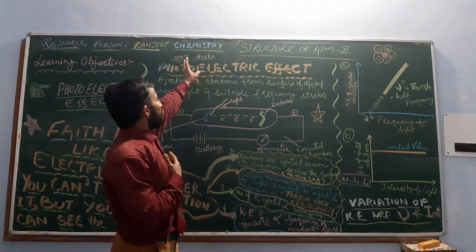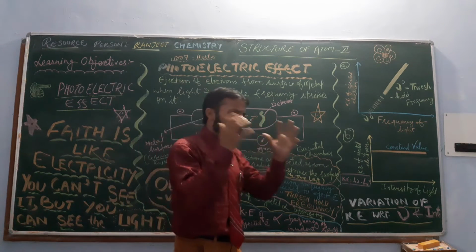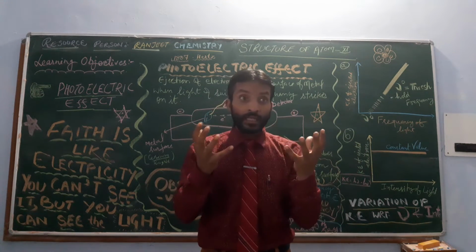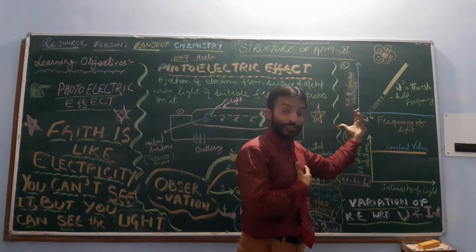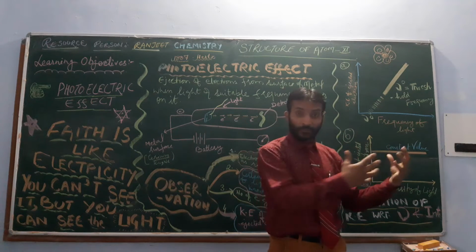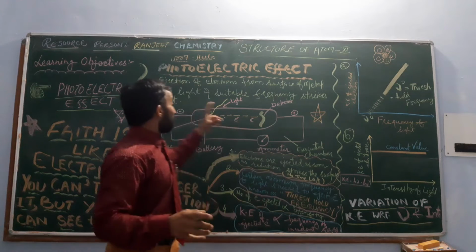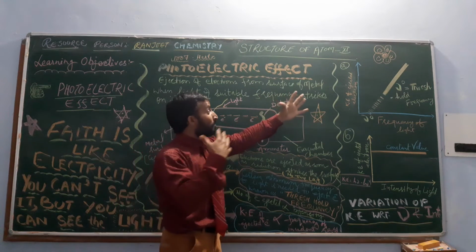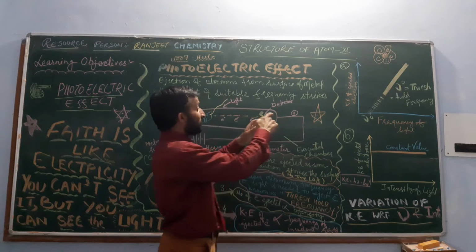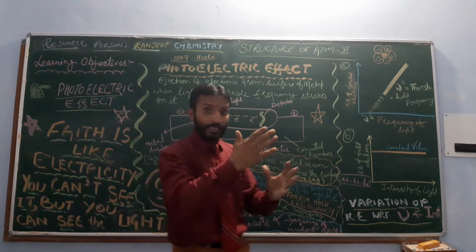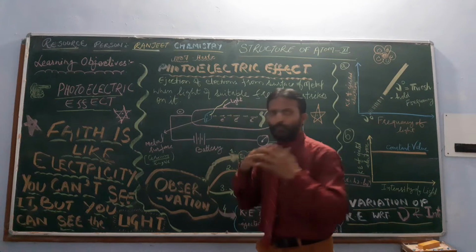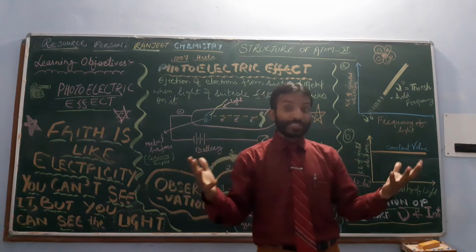Hertz, a scientist in 1887, did a very interesting experiment. He tried some radiations on the surface of metal, and what did he find out? Electricity. You find out electricity is coming out and electrons are ejected out. This ejection of electrons from the surface of metal, when light of suitable frequency strikes on it, is known as photoelectric effect. So dear students, here metals are electropositive in nature.